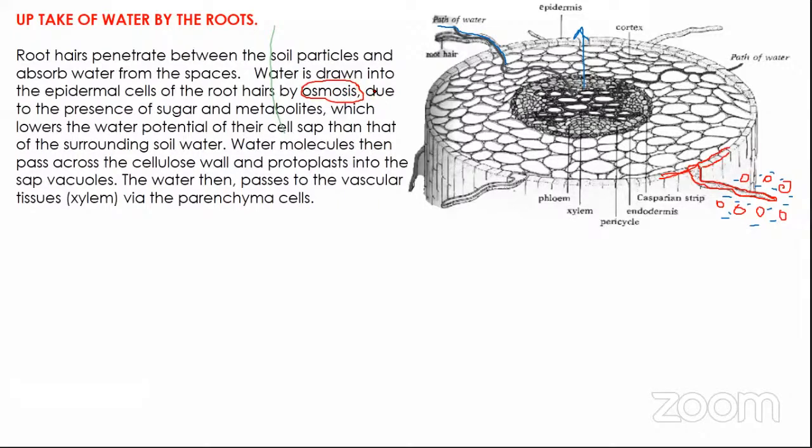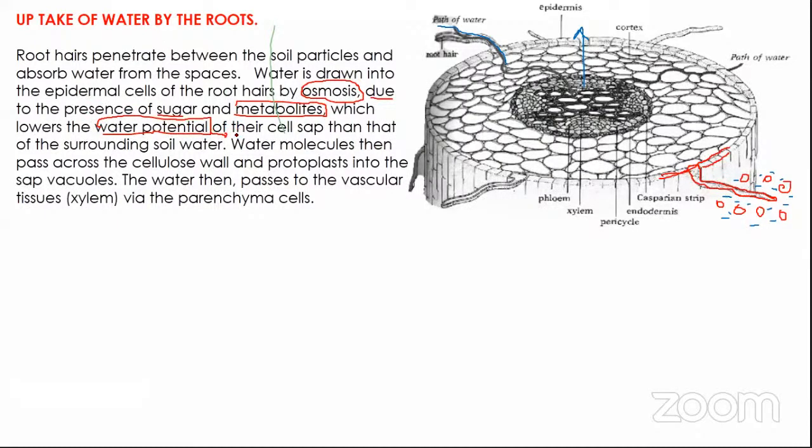Now, normally what makes up the solutes in the sap of the root hair cells are sugars, as well as some other metabolites like ions, which lower the water potential. Now, what do I mean by water potential? By water potential, I mean the tendency of the water to leave a system.